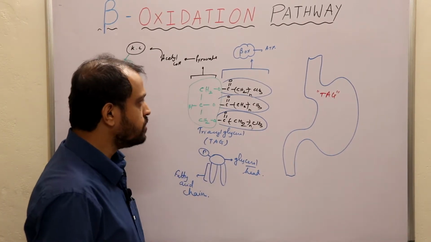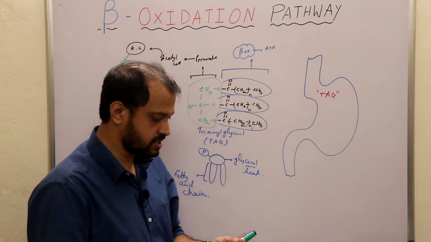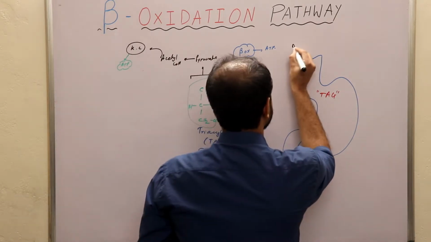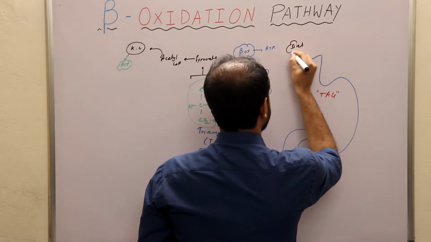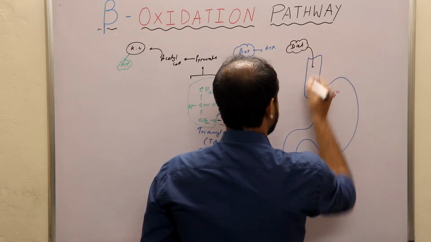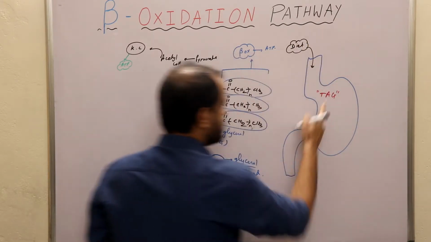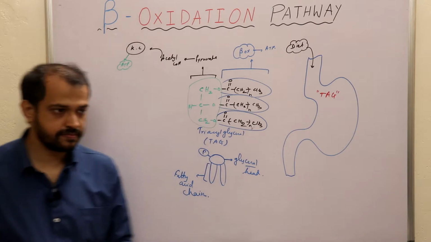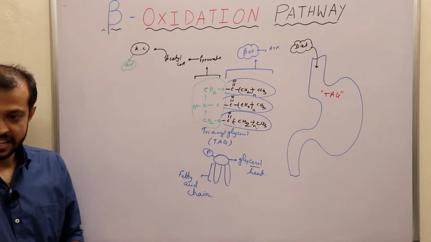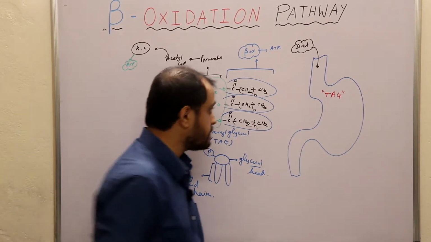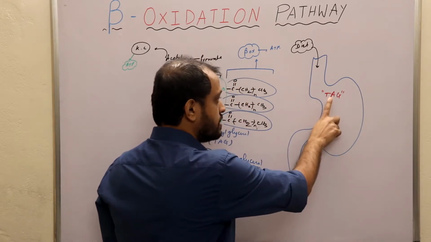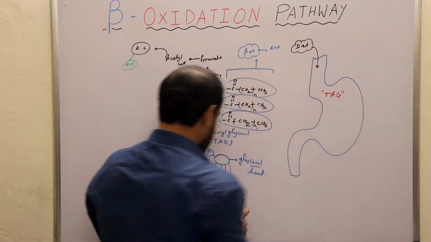Now, we should again understand these basic things. Suppose we have taken a heavy diet, and in the diet triacyl glycerol is present. In the triacyl glycerol, you should always understand that there are 3 acyl parts. These are the acyl parts.